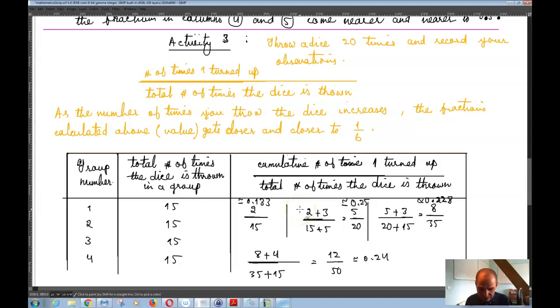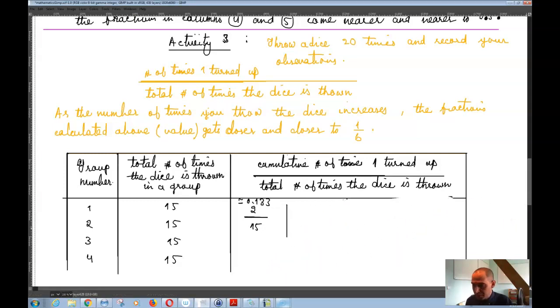Now 1/6 is the same thing as 0.16. So I might actually have... I have made a mistake here. Sorry. No, I have made a mistake here. This is actually supposed to be 15, because the value is not supposed to get above 1/6. Okay, so basically for group 1 I have 2/15, right?